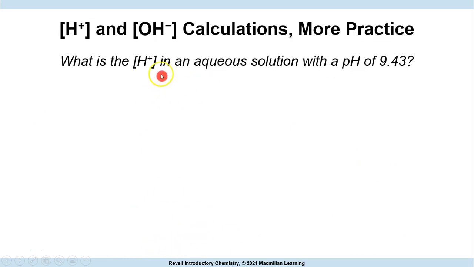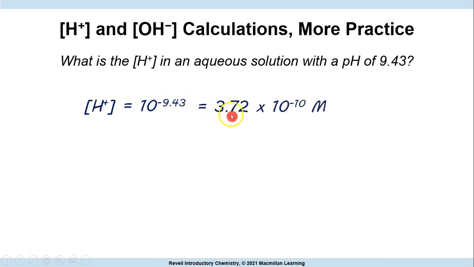Now, what is the hydrogen ion concentration in an aqueous solution with a pH of 9.43? In the previous slide, we said we can obtain the hydrogen ion concentration from the pH by the formula hydrogen ion concentration is equal to 10 raised to the power minus pH. So hydrogen ion concentration is equal to 10 raised to the power minus pH here. And that gives us a value of 3.72 times 10 to the minus 10 molar.